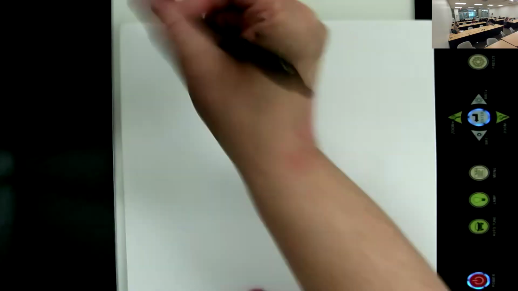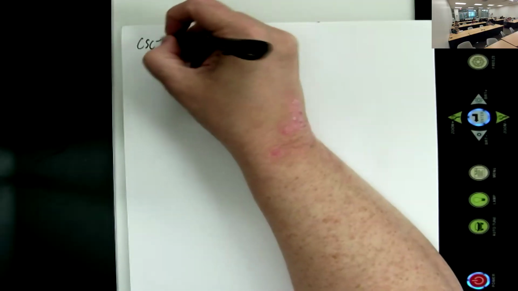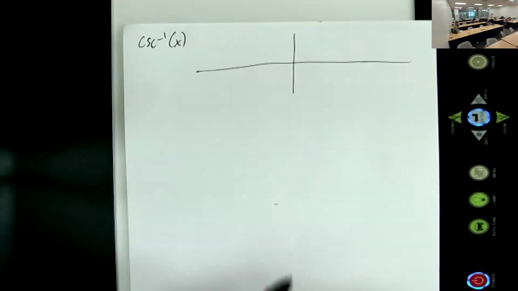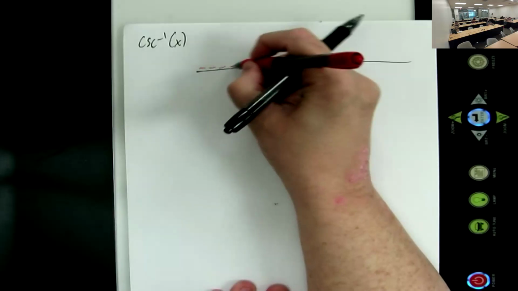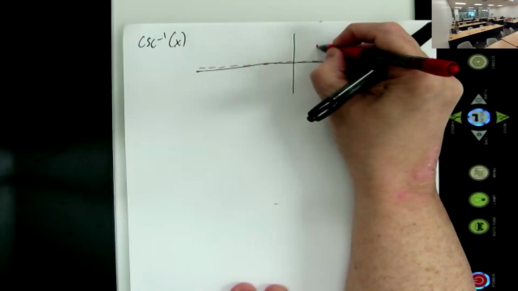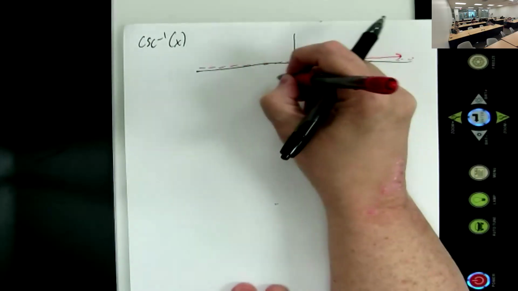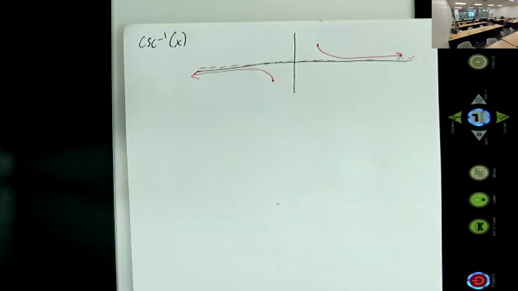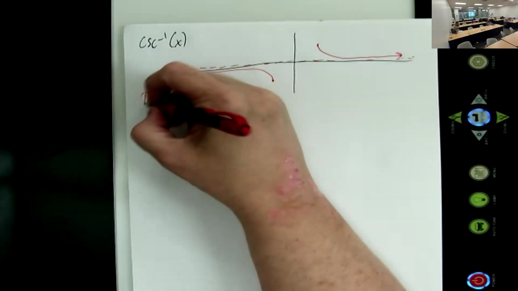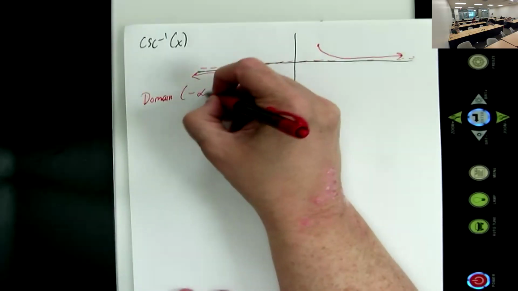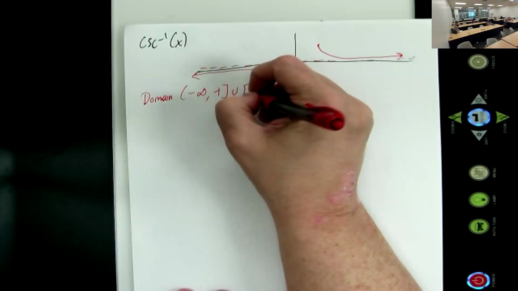We'll sketch those real quick. I showed them on the screen. Cosecant inverse does something like this. The asymptote is along the 0. And it goes like this. So the domain is negative infinity to -1, in union with 1 to infinity.